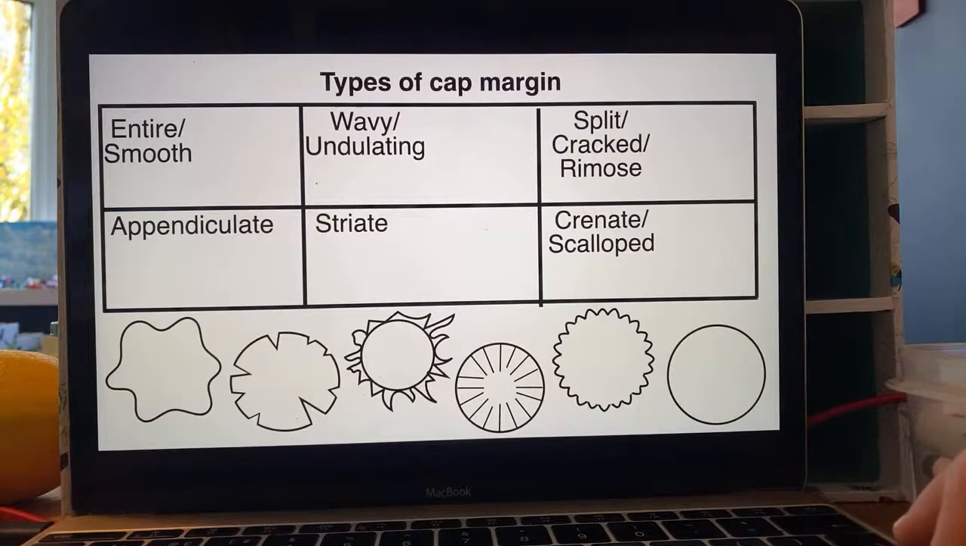So my little clues for you are that appendiculate has appendages. Do you know what an appendage is? If you were carrying a suitcase, would that be an appendage? It's sort of extra bits. And striate means having long, thin strips, or lines, I guess. Having long, thin strips or lines.